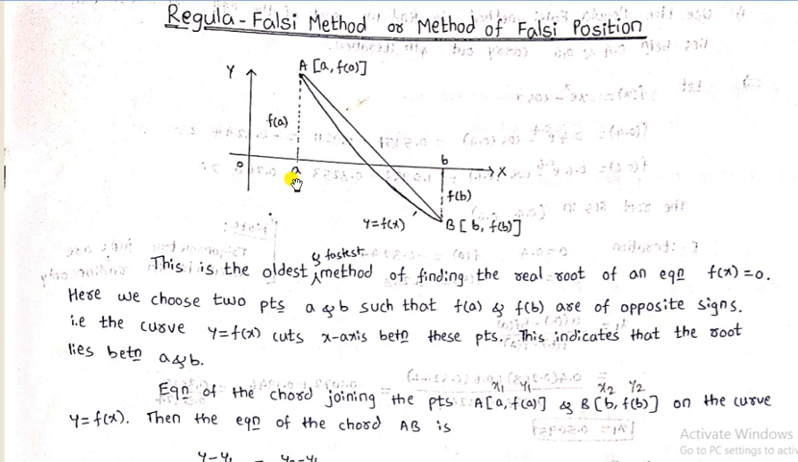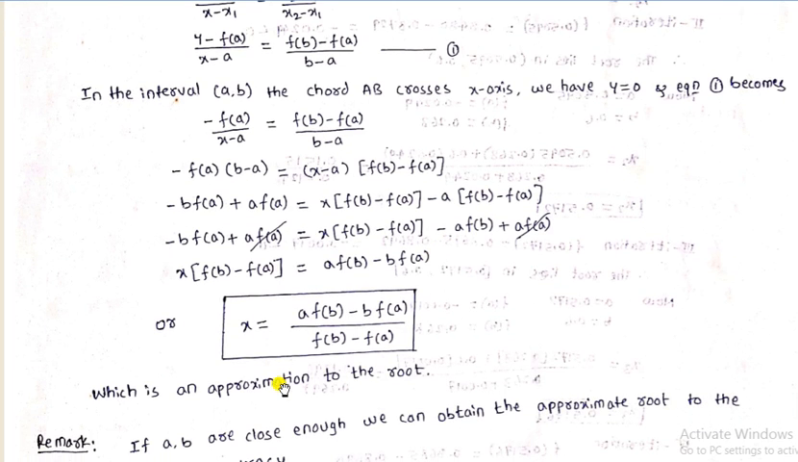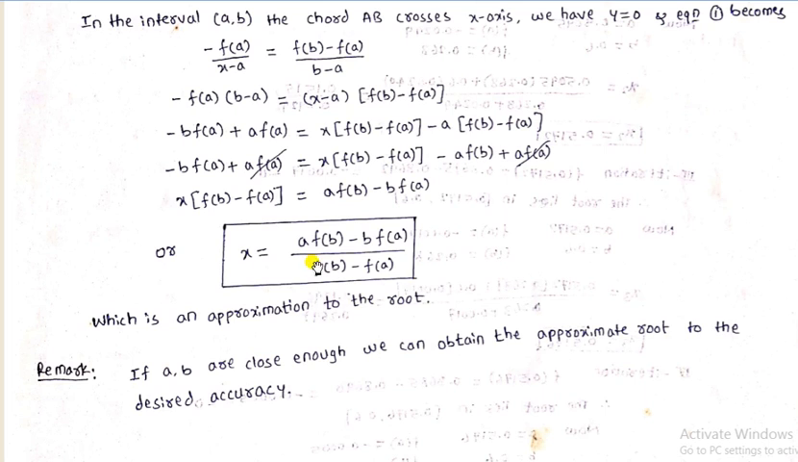So if one is a positive value and another is a negative value, then the curve cuts the x axis in between a and b. Which denotes that the root of the function y equal to f of x lies in between the points a and b. So the formula for Regula Falsi method is x is equal to a into f of b minus b into f of a, whole divided by f of b minus f of a.